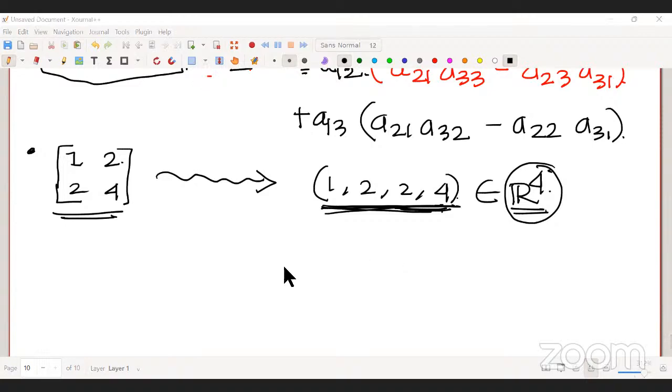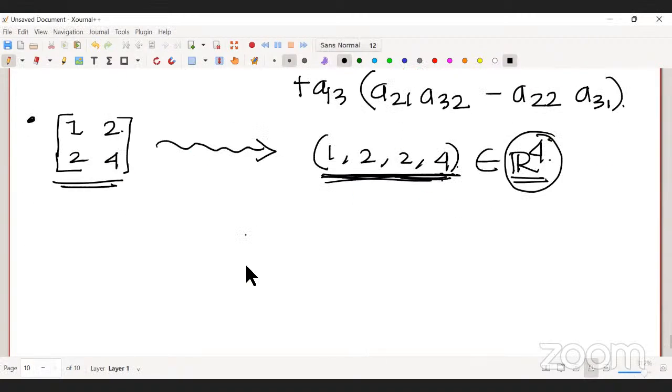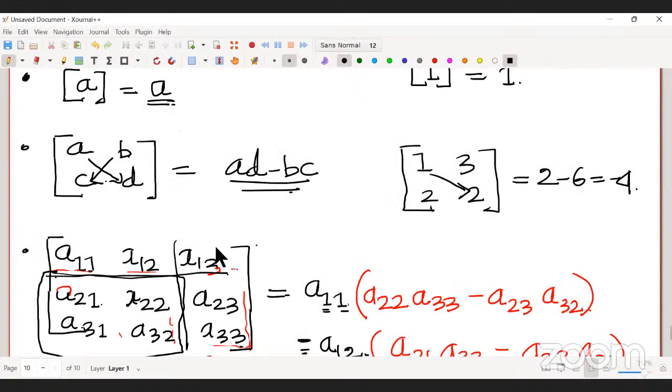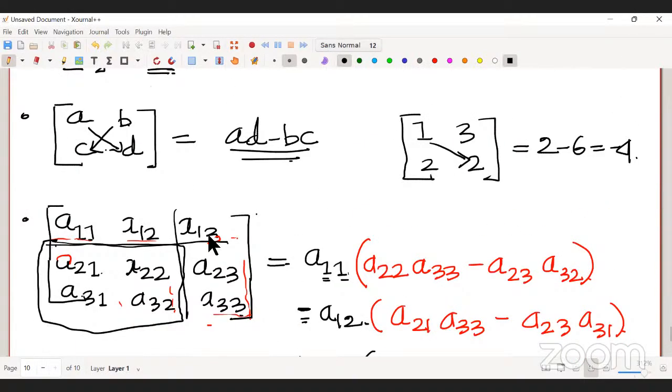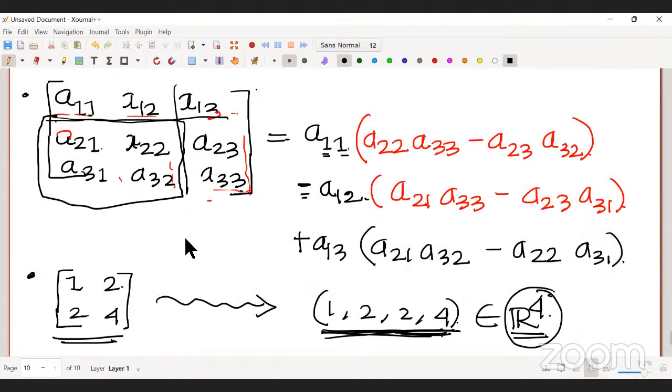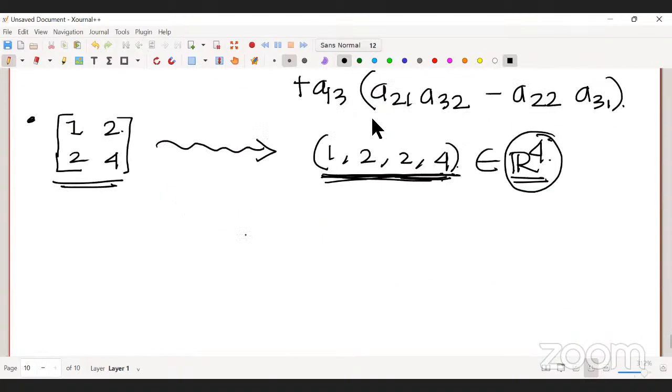Okay, so I guess this determinant part is clear. And the next thing I wanted to say is that the determinant is multiplicative. Okay, so this is really crucial. So what is the meaning that the determinant is multiplicative?